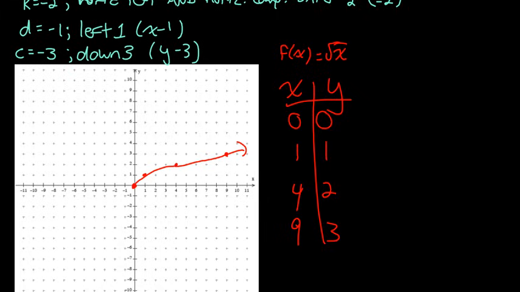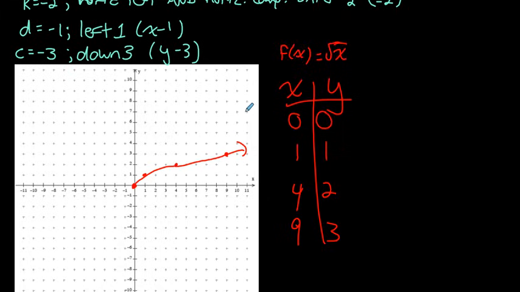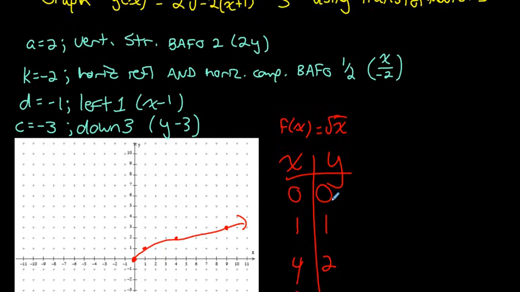If we want to know what the transformed function looks like, what we're going to want to do is do these transformations to the points of the parent function. So the x values, we need to divide by -2, and then subtract 1. And the y values, what we're going to have to do is double them and then subtract 3.